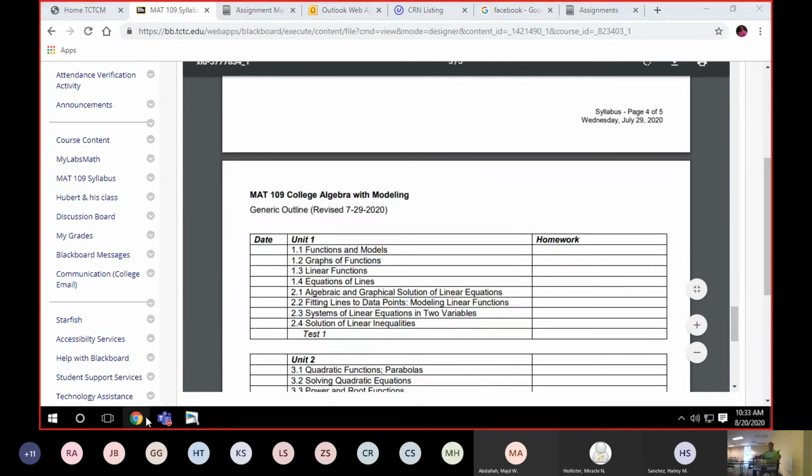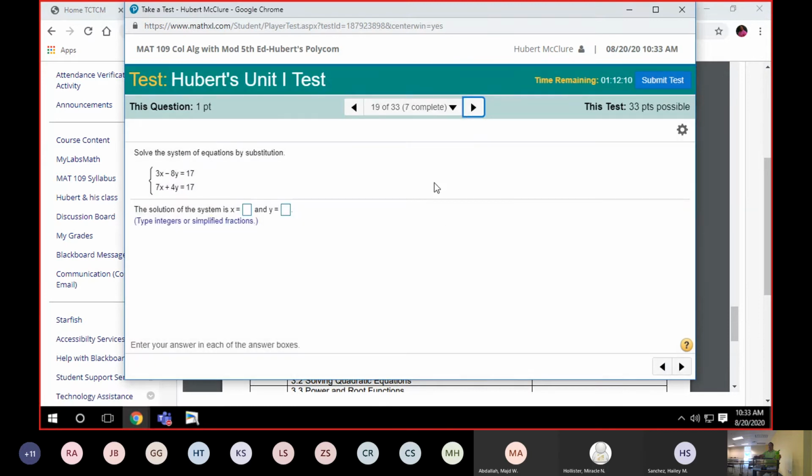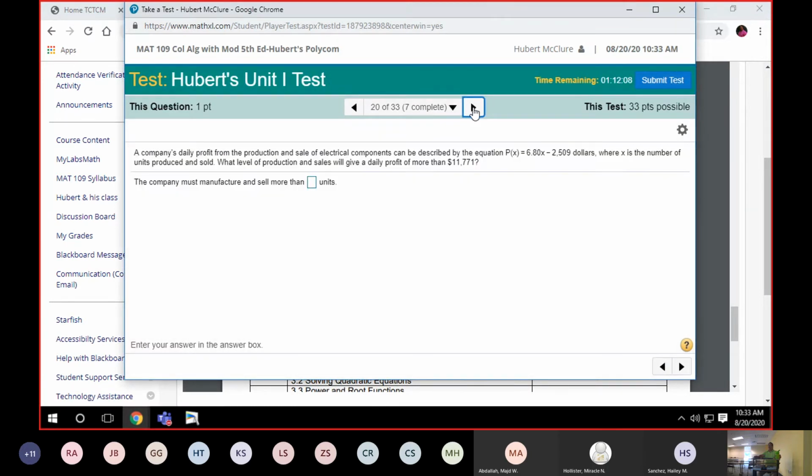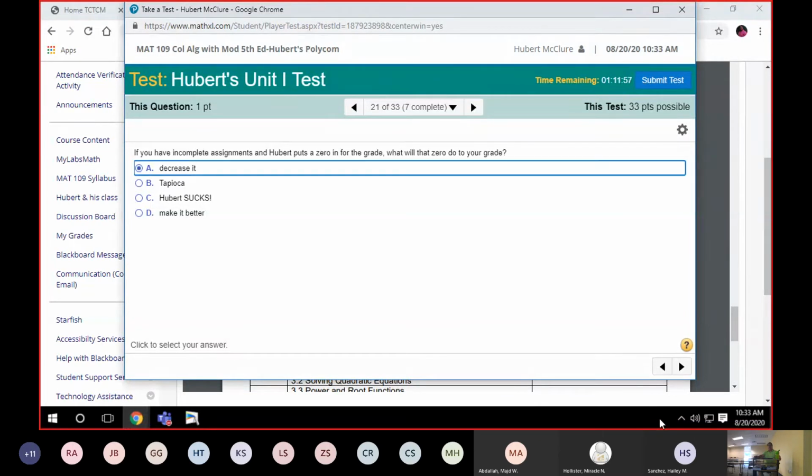I know, I'm a bastard. All I want people to do is follow directions. I'm awful. If you have incomplete assignments and Hubert puts a 0 in for the grade, what will that do to your grade? It will decrease it.